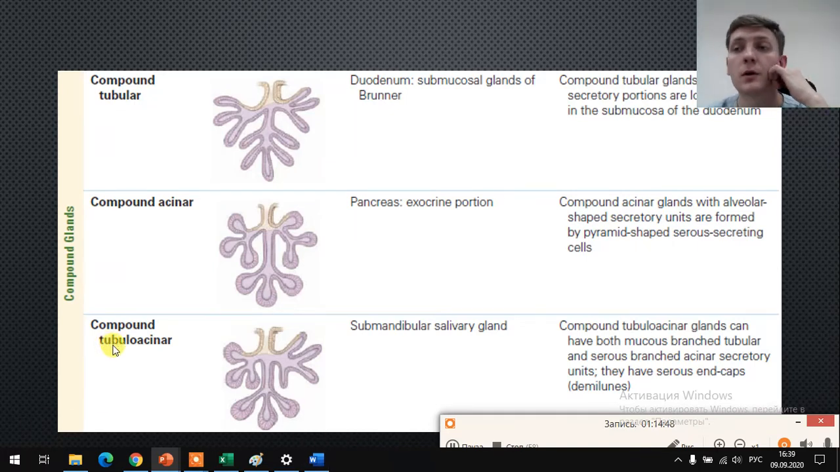And we have a few examples of compound tubular acinar glands. These are glands composed of both acinar and tubular glands, like a mixture of these two types. One of the most common examples is the submandibular salivary gland, because it produces both enzymes and lysozyme and also produces the aqueous mucus secretion.